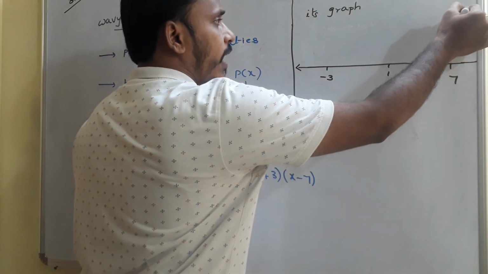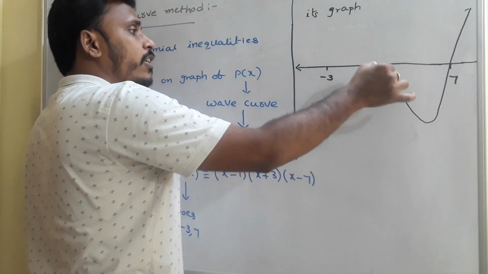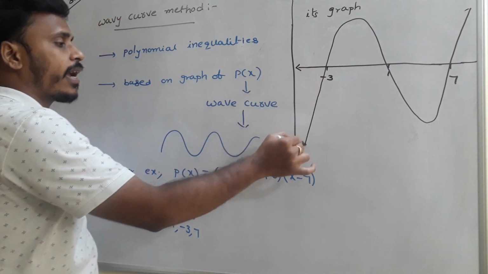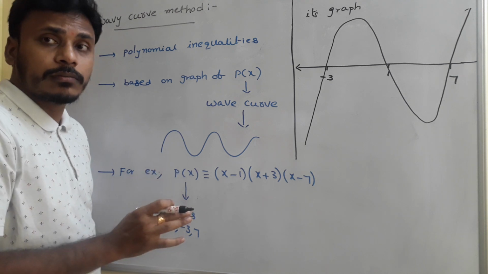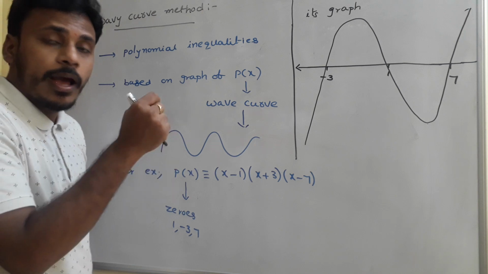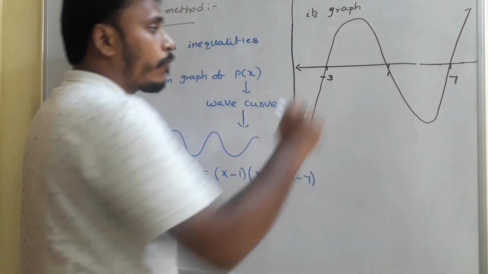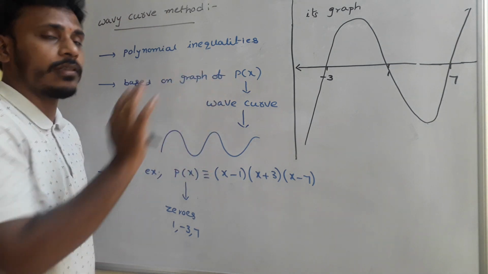So you need to start the graph above the x-axis, and then it passes through 7. It takes a turn in between 1 and 7. Again it passes through 1. It takes a turn, and again it passes through minus 3, like this. See, we are not sure about these peaks. That means we are not sure about the points of those peaks, and we are not sure about the heights of these peaks and everything. But roughly the graph is just like a wave curve like this.